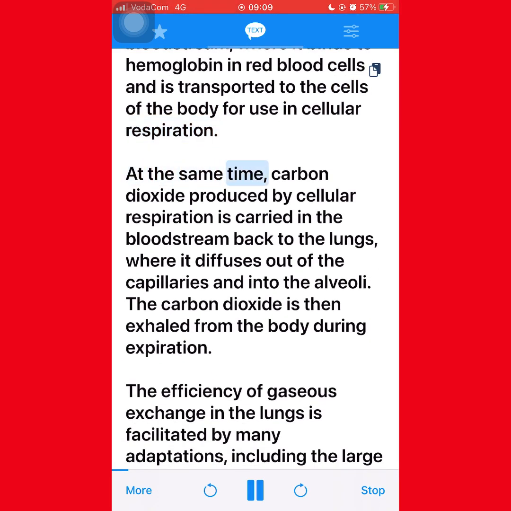At the same time, carbon dioxide produced by cellular respiration is carried in the bloodstream back to the lungs, where it diffuses out of the capillaries and into the alveoli. The carbon dioxide is then exhaled from the body during expiration.